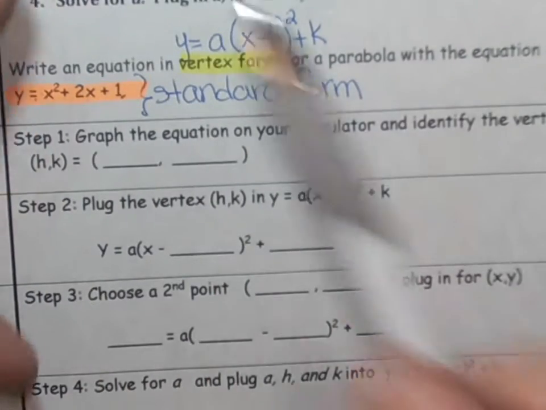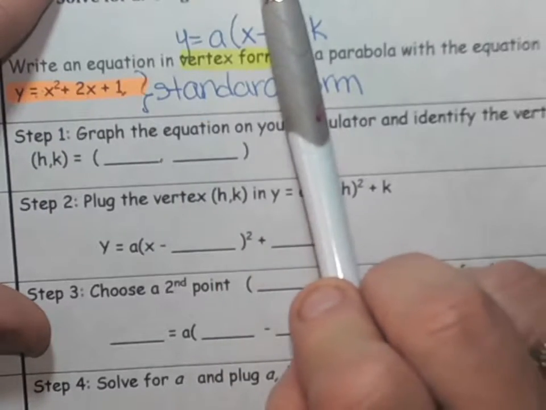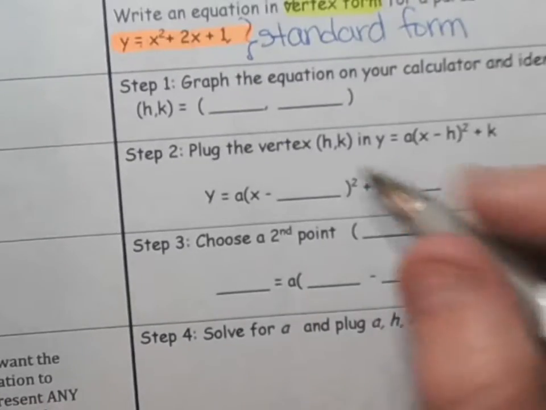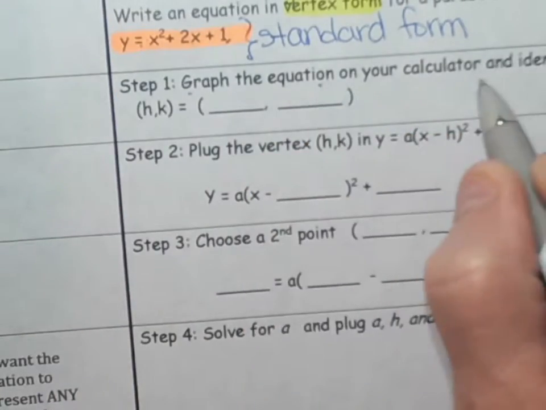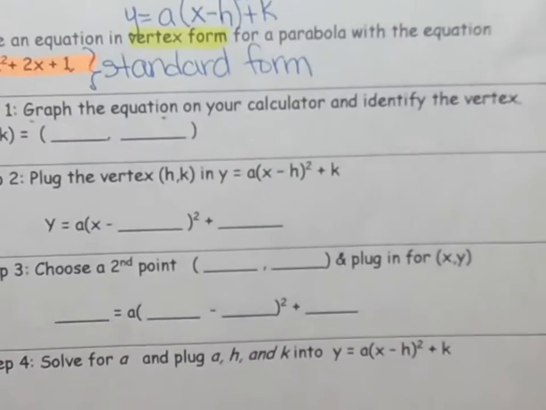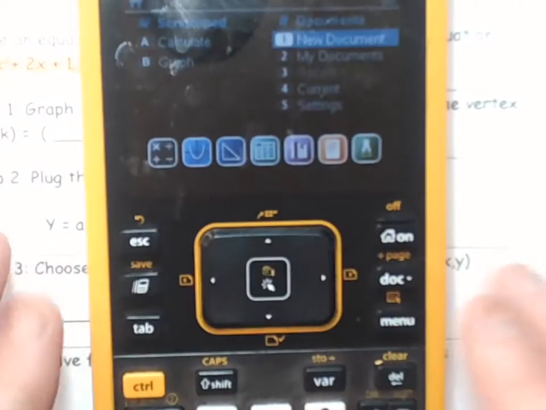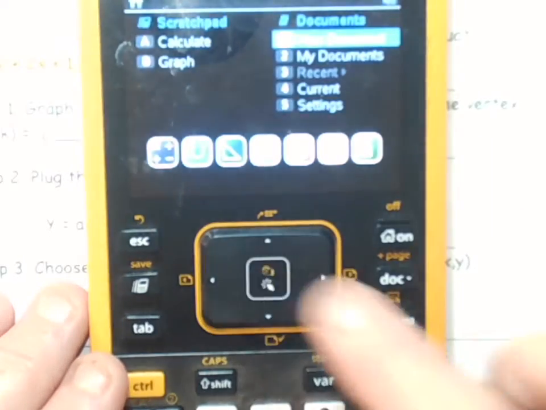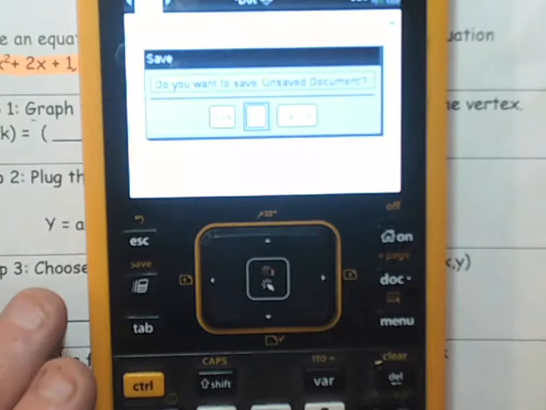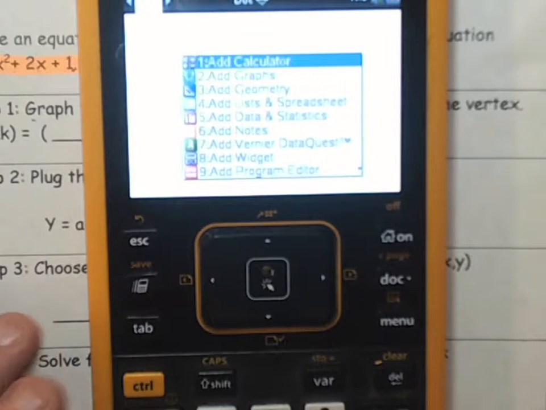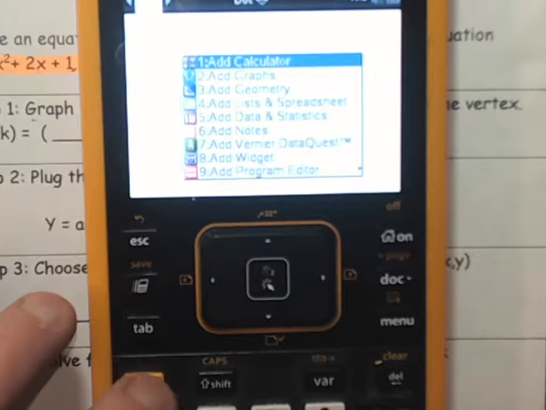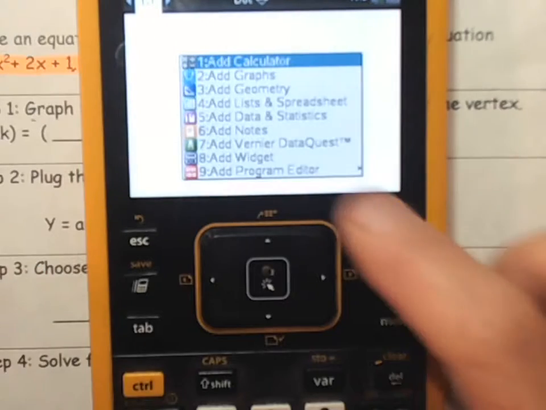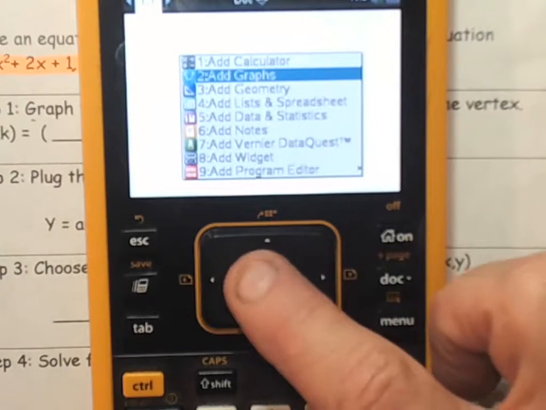So the first step is to graph the quadratic equation and find the vertex. We're going to graph the equation on our calculator. So everybody find your calculator and turn it on. Don't save. Make it a little darker there. We're going to go to number 2, add graph.